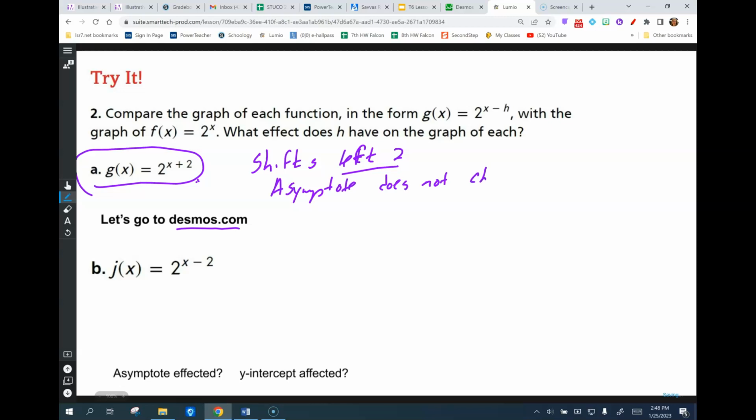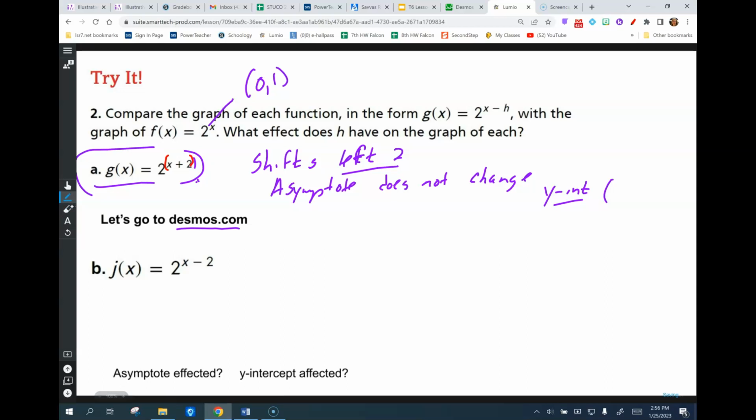And it makes sense that it wouldn't change because I didn't change the graph. The graph didn't change vertically. It only changed horizontally. So it shifts 2 to the left, okay? So it goes in the opposite direction. Remember, those parentheses make it go in the opposite direction.